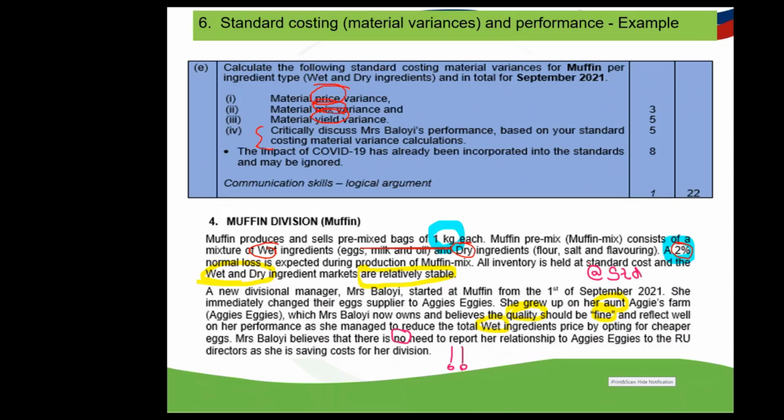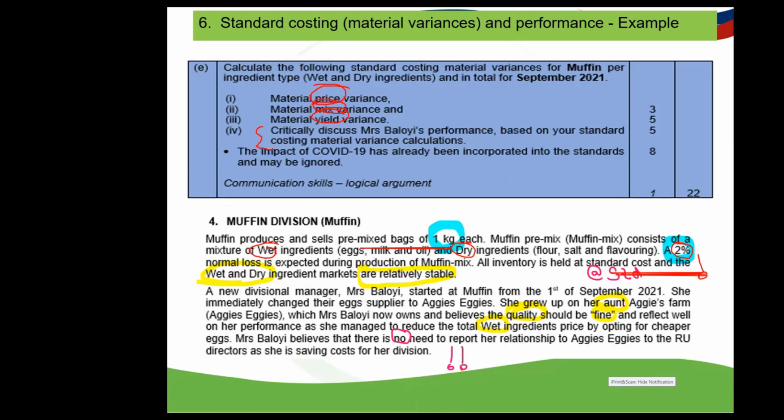We tell you that inventory is held at standard cost. So this is very important. When you read that inventory is held at standard cost, you have to make a note of that. And we tell you that the markets for wet and dry ingredients, so when I'm buying these ingredients, it's a relatively stable market.